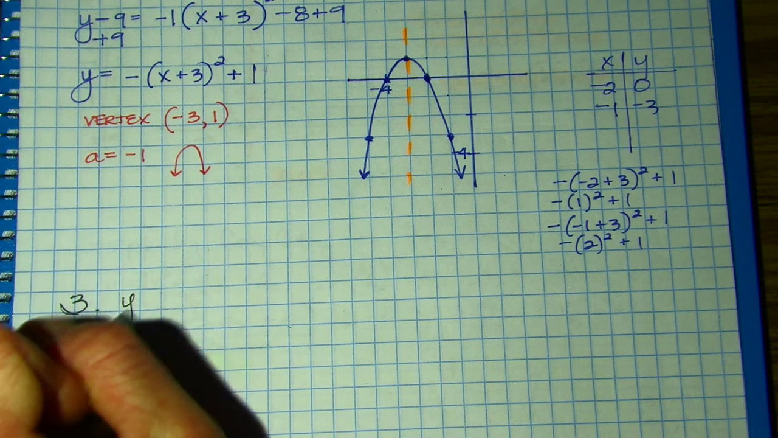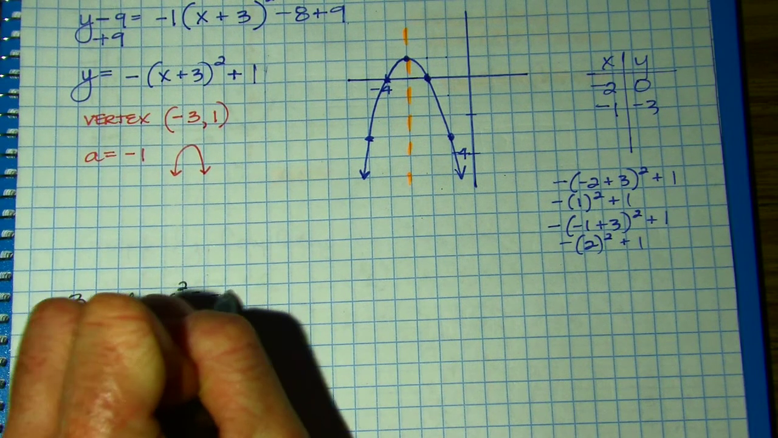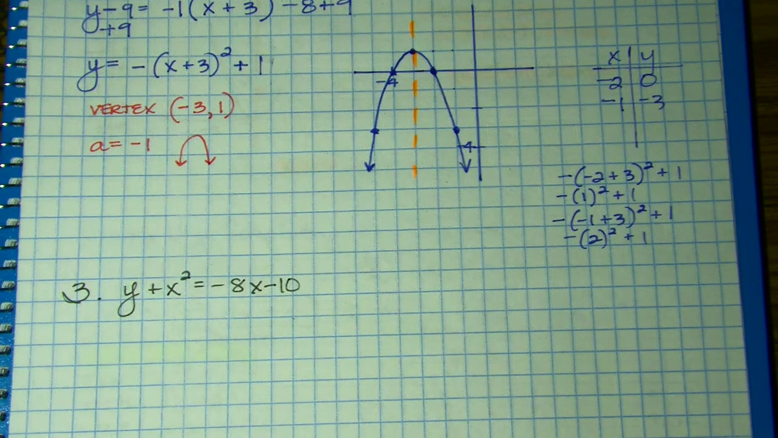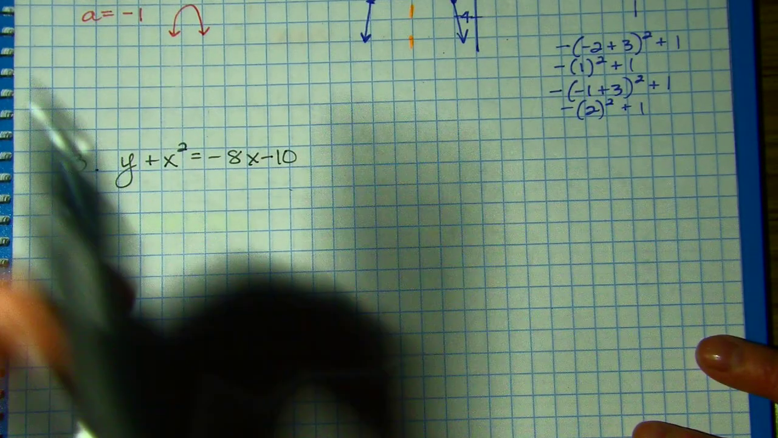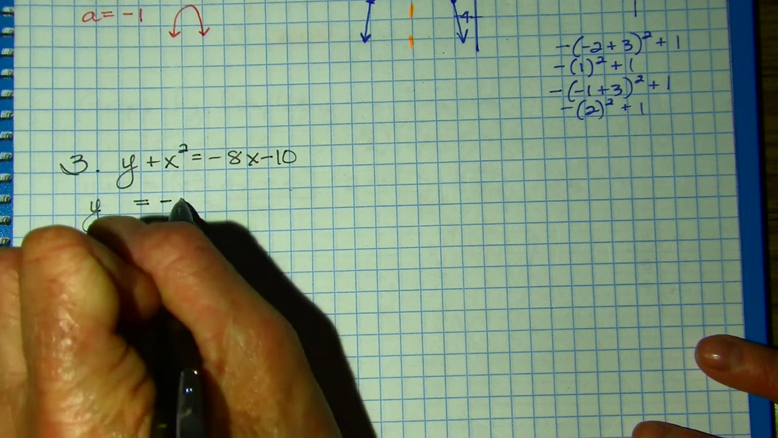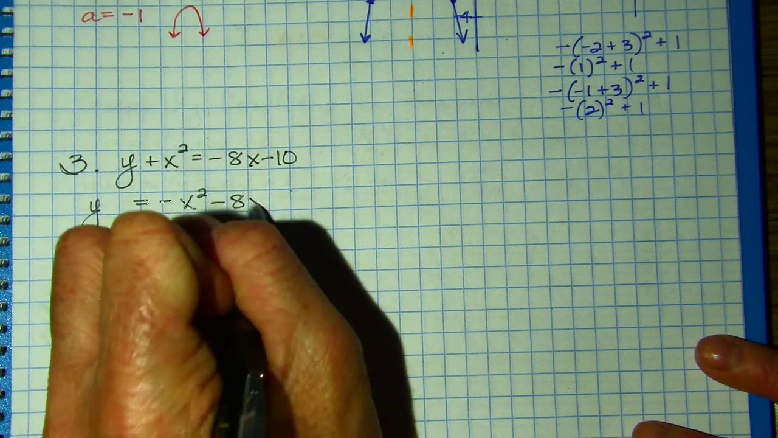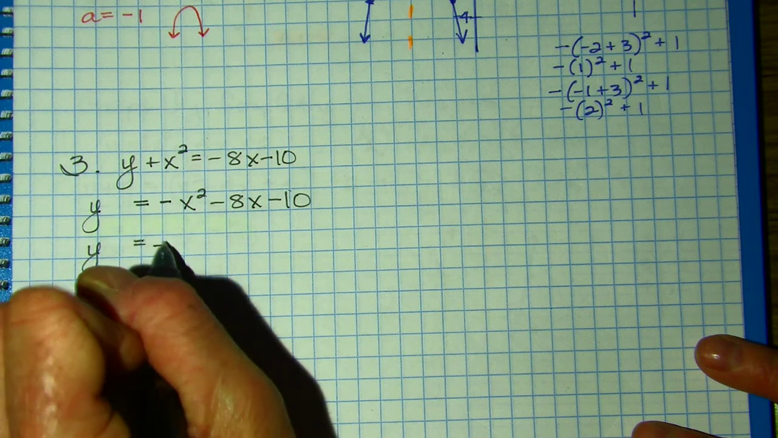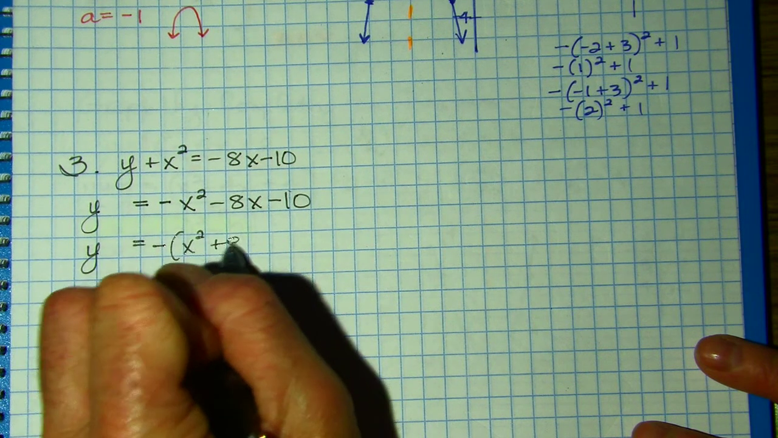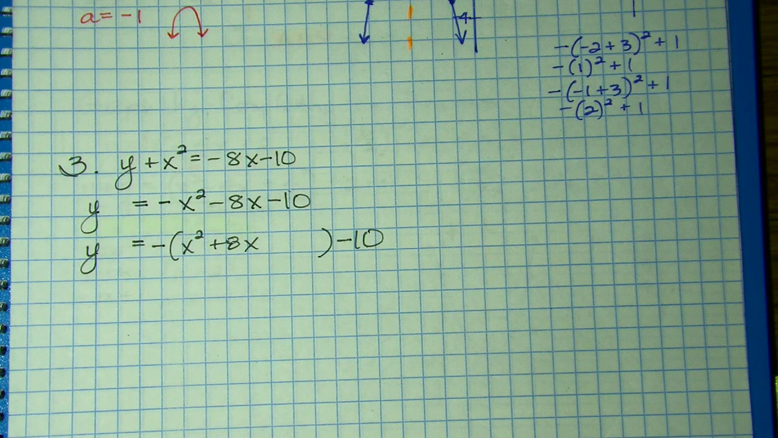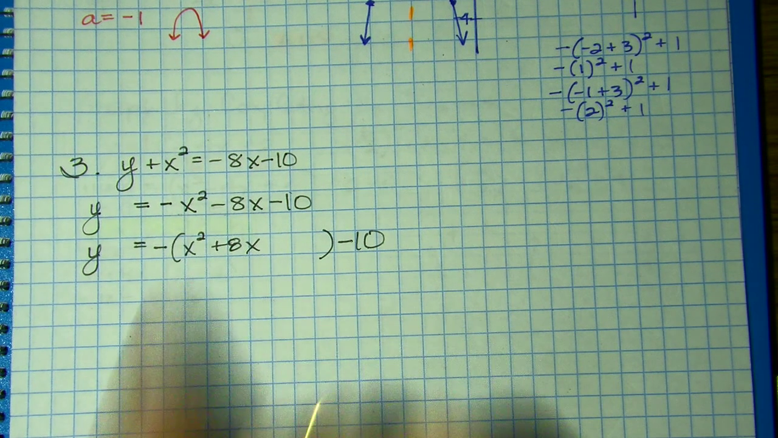So y plus x squared equals negative 8x minus 10. All right, so first let's rearrange this to be y equals negative x squared minus 8x minus 10. I'm going to rewrite this, right? I'm going to take a negative out of x squared and the negative 8x, but I'm going to leave minus 10 on the outside. Okay, so I took a negative out of here and here.